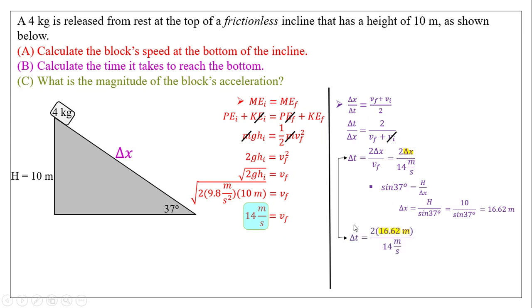So therefore, all I have to do is substitute. Delta t is 2. And wherever delta x is, I can just substitute in 16.62. The denominator is 14, so I can just leave that alone. If you simplify this on your calculator, you'll get about 2.37 seconds. So that is the answer to part B.